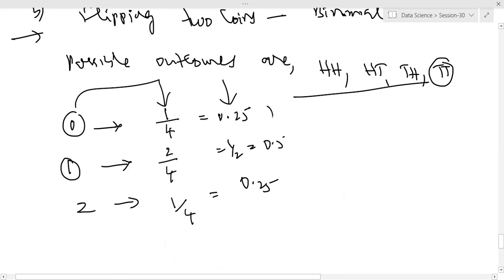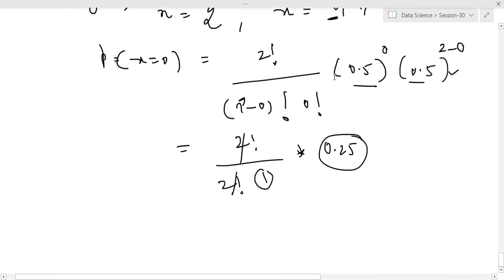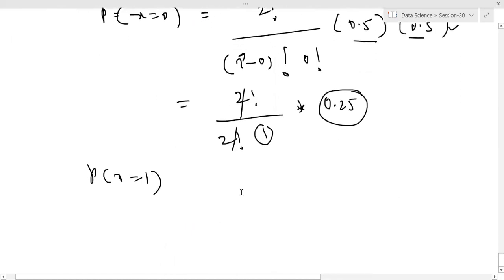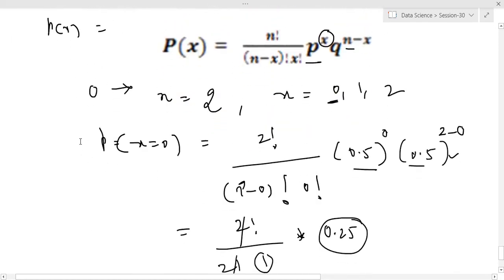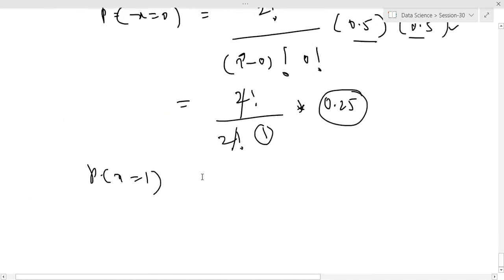See, friends, this is the normal probability of observing this, and now we are getting the same thing with the binomial distribution also. Then what is your understanding? Okay, hold on. Now we compute P of x equal to 1 for clarity. Let us do that. P of x equal to 1. What is the formula here? Let me copy the equation again.